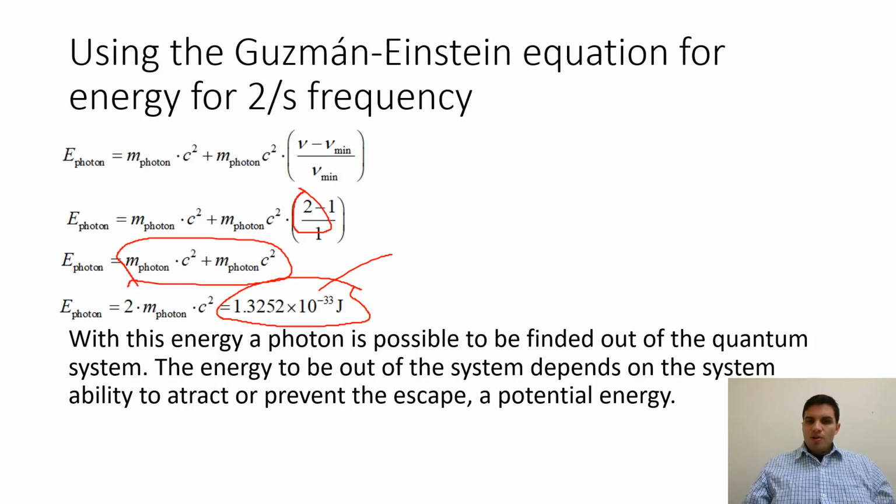The energy to be out of the system depends on the system's ability to attract or prevent the escape, a potential energy. But this is the demonstration that between 1 cycles per second and 2, this is the minimum value of energy required theoretically to provide a photon escape, but every time it needs to be more than 1 cycles per second.